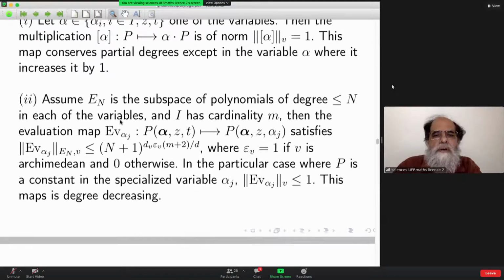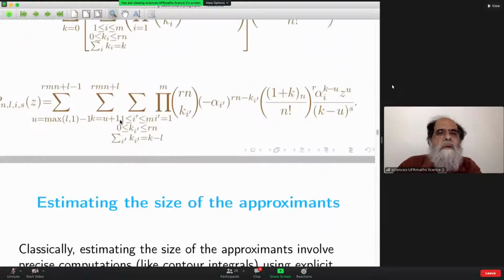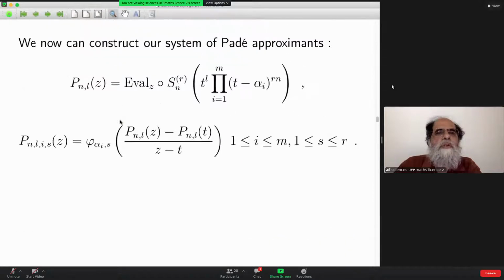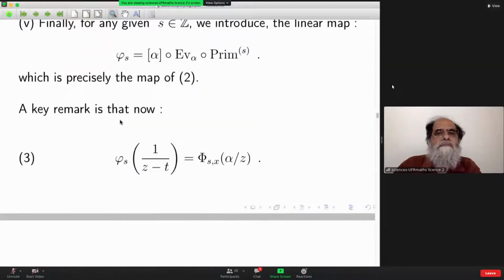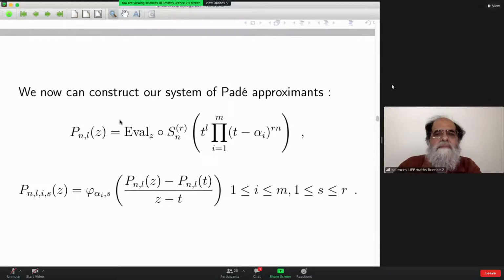Where I put it here. It's even before. This is your kernel function. Your B is this polynomial inside the big parenthesis, t to the power L, t minus alpha to the Rn. And when you expand t minus alpha to the power Rn, you have binomial exponents. This is where you lose.